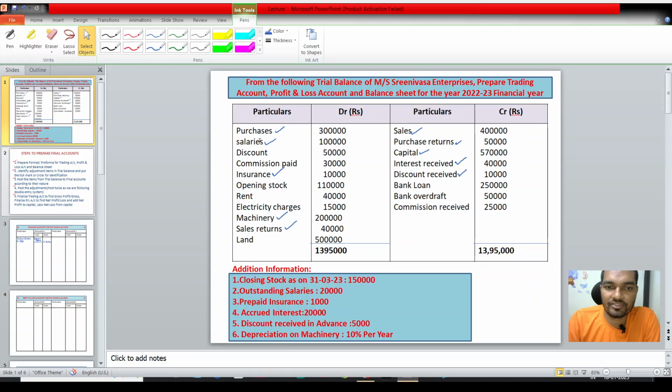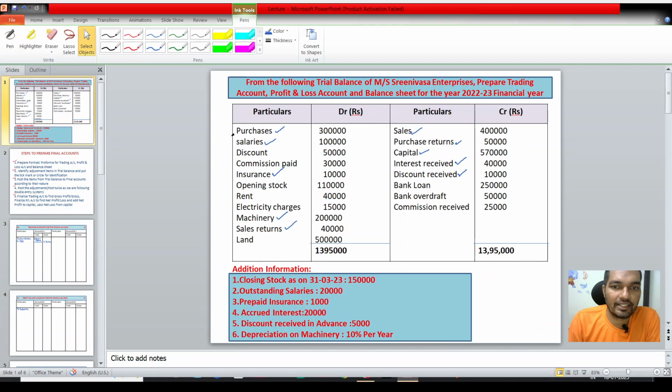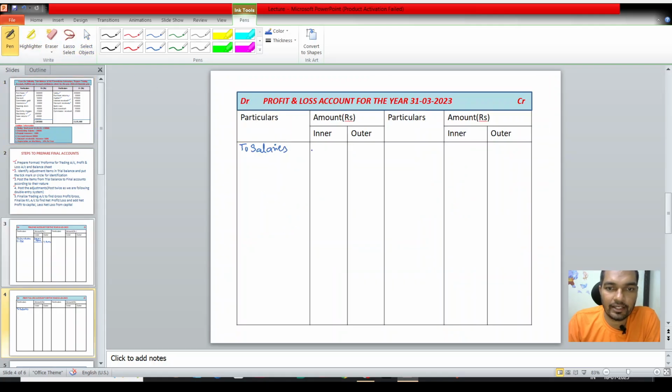Coming to the second item, salaries. There is an adjustment for salaries because we have identified it and put a tick mark. We need to show the salaries in the inner column. Salaries we pay to employees, and employees work in the office. The profit and loss account is related to office administrative expenses, shown on the debit side. So show salaries on the P&L account debit side. There is an adjustment for the salary amount of 1 lakh. We can do the adjustment at the end only.